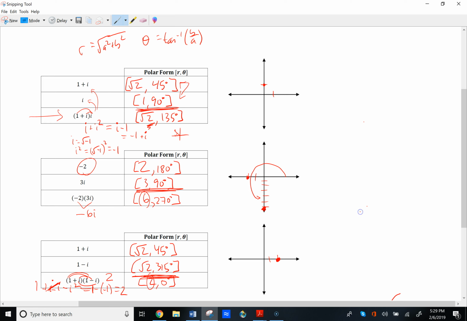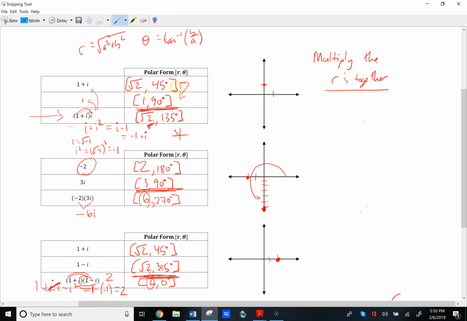Again, what we're trying to do is create a shortcut for when we have numbers in trig form, how we multiply them together. So I don't have to do all this terrible conversion of i squared and FOILing and all this other stuff. Trig form makes it much simpler. So the bottom line is all we have to do is multiply the R values together. We'll formalize this in just a second.